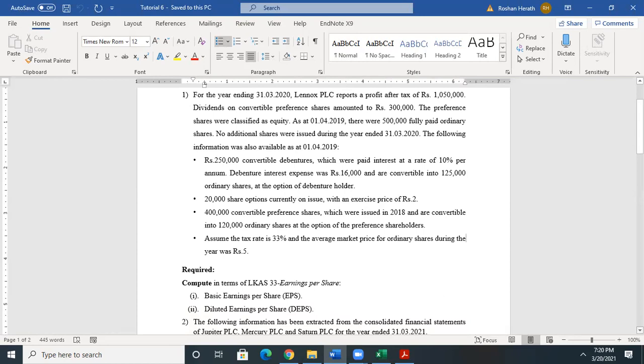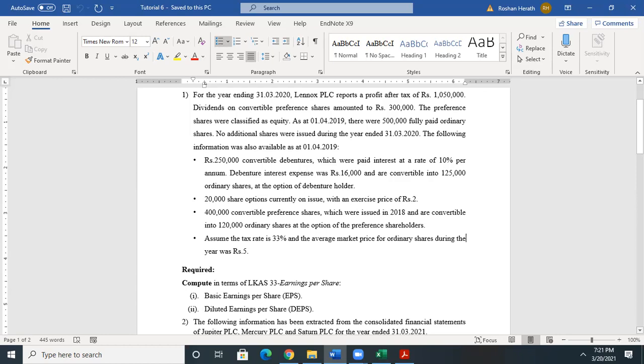For the year ended 31st March 2020, Lennox PLC reports a profit after tax of rupees 1.05 million. The dividends on convertible preference shares amounted to rupees 300,000. It's the dividend on convertible preference shares, right? In fact, this was the last time question. The preference shares were classified as equity.